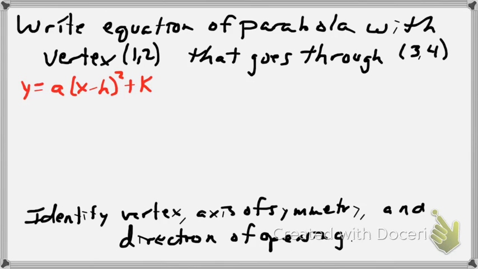Okay, so for the vertex, let me get my pen back to regular here. The vertex we're going to treat as h and k. And the point, just like we did when we were doing the linear chapter, we're going to treat as x and y. So in the equation, we're going to replace h with 1, k with 2, x with 3, and y with 4.